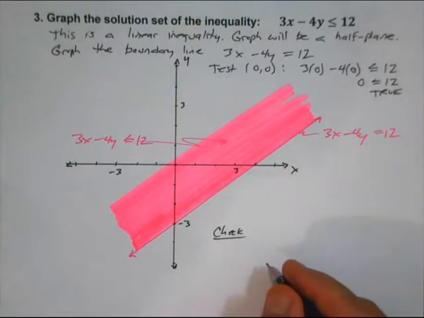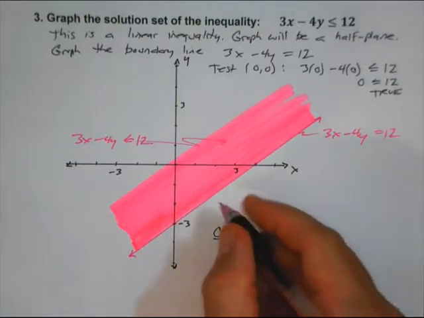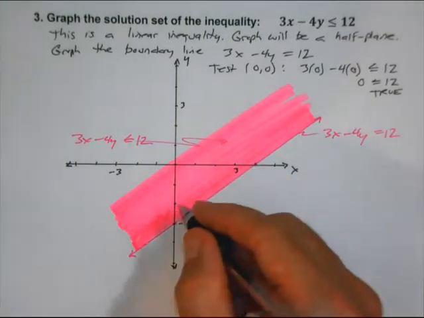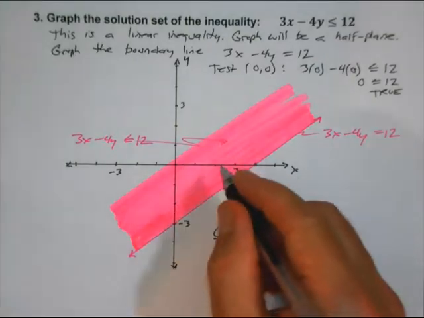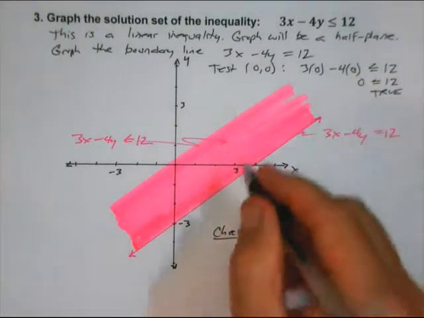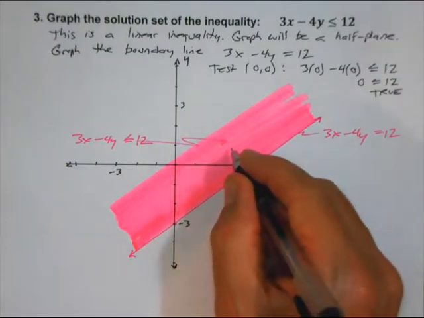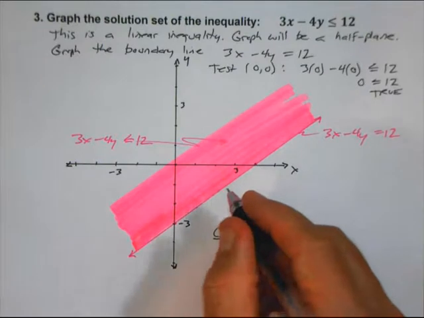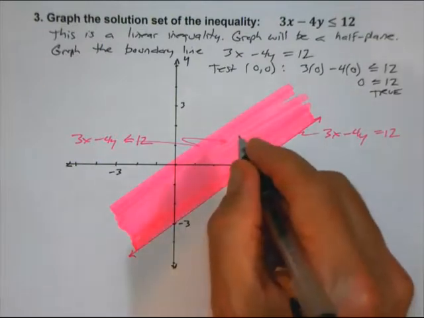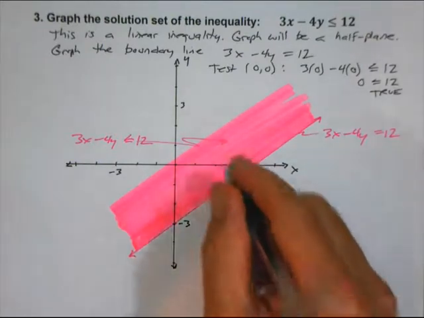Okay, let's see, what could we do here? Well, keep in mind what we've done when we draw the graph of the solution set here. Everything that's shaded is a solution. So let's see, for instance, 3, 1. 3, 1 is in the shaded region.